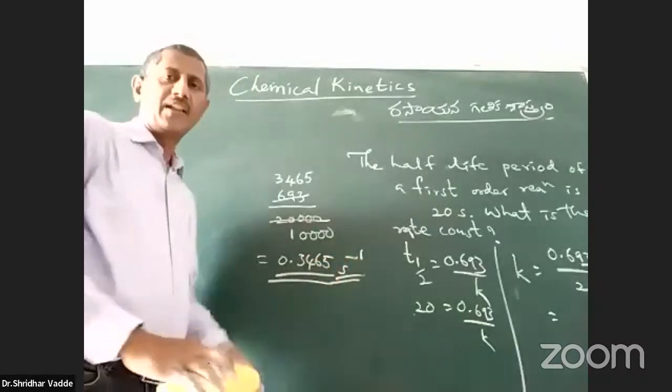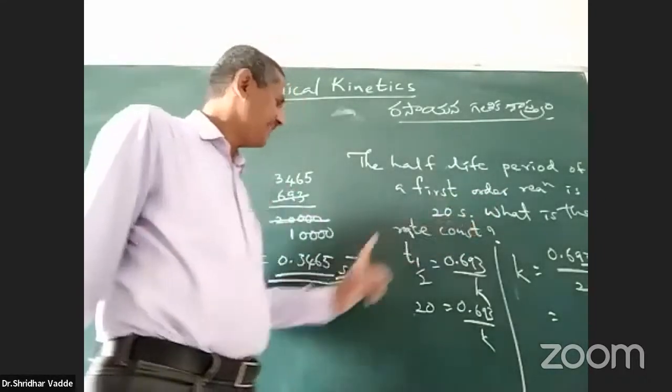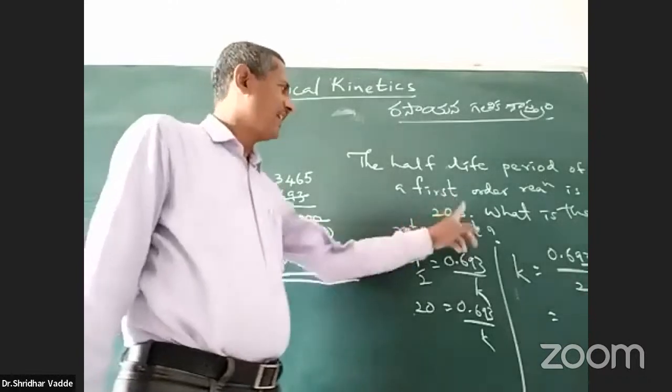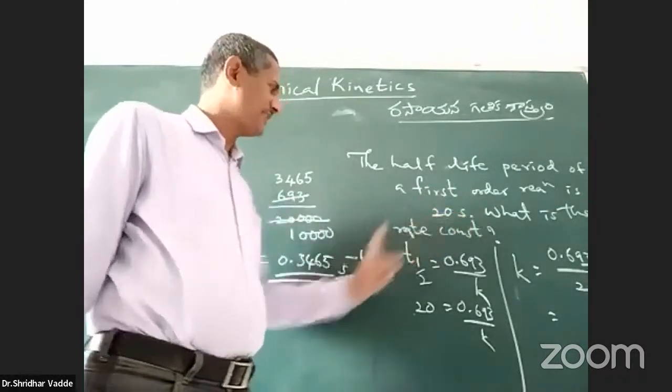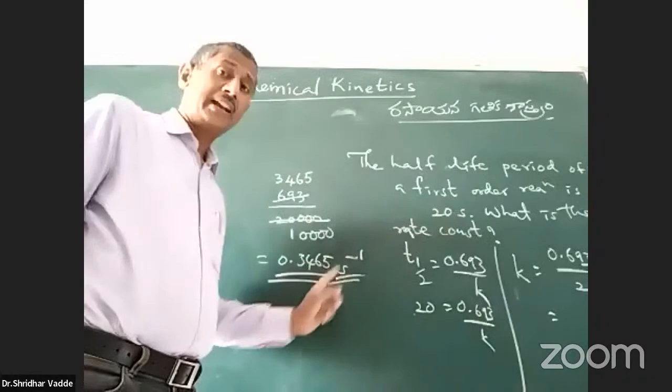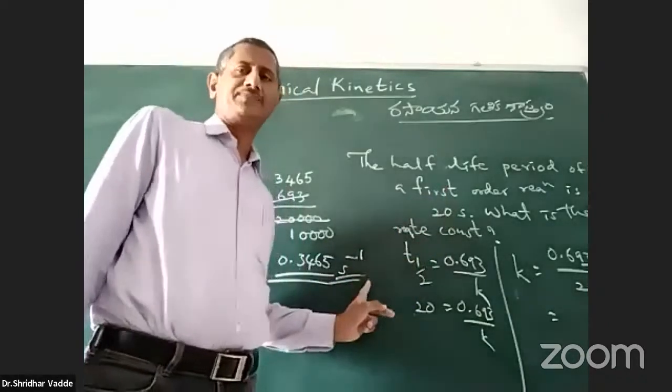Second inverse units. For example, if half-life is in minutes here, the rate constant is minute inverse. If hours are there, hours inverse. If days are there, days inverse. So this is very important. We should carefully check the rate constant and half-life units.